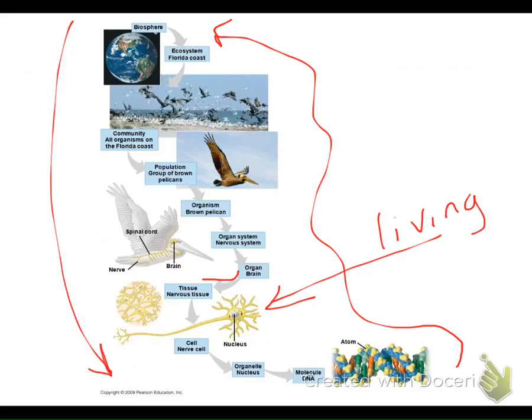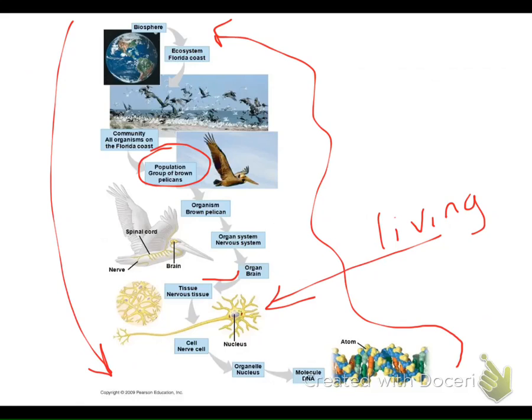Now, a population is simply a group of the same organism, the same species, within a particular area. So if you are in the African savanna and you see a herd of zebra in a particular area, that's a population. Now, there are zebras in northern Africa, there are zebras in southern Africa, but those are going to be two different populations of zebra because they're not in the same area.